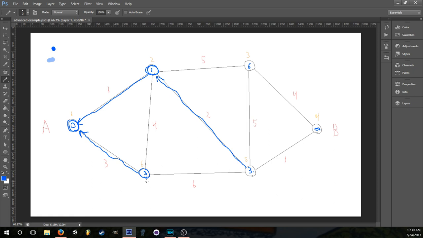There's no specialty anywhere. And if I try to evaluate, because this guy's permanent already, we don't care about this edge anymore. I try to evaluate this guy, because he's not permanent: 3 plus 6 is 9, and that's not smaller than 3, so it can't do anything. And this guy's already permanent, so this becomes permanent, and we forget about it. Now we go to the other 3. So 3 plus 5 equals 8, so this doesn't change. 3 plus 1 is equal to 4, which is less than infinity, so this does change. This becomes 4. The parent is set here.